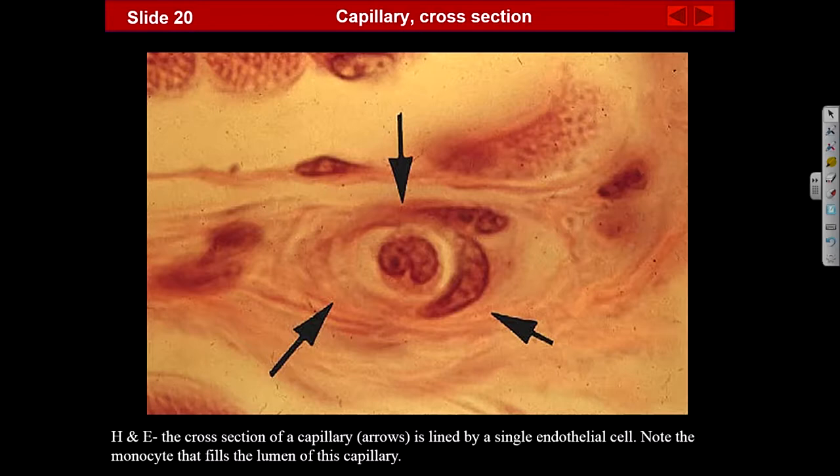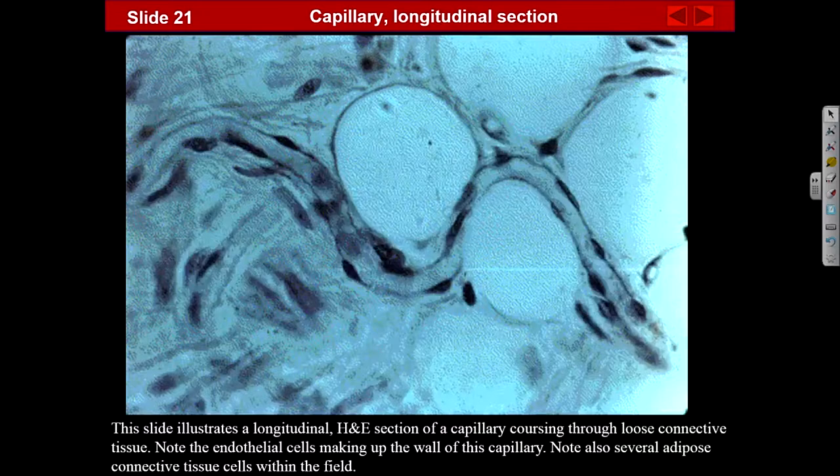Okay, capillary. No smooth muscle. And look at that cell in there. If you didn't read what it is at the bottom, you would know that that's a monocyte, right? Because it's not anything else, and the shape of the nucleus is kind of weird. So that would make it a monocyte. Okay, here we have a capillary winding its way through this whole mounted tissue. And it looks like an adipocyte.